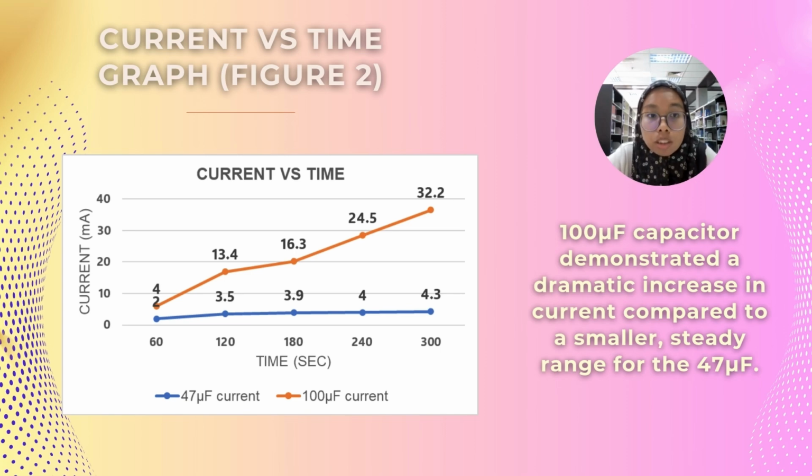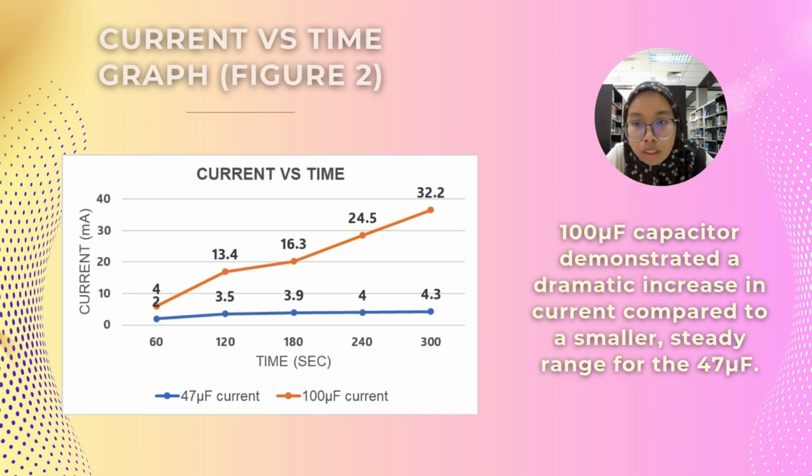The second one is figure 2, the current versus time graph. Like the earlier graph, the blue line represents the 47 microfarad capacitor, meanwhile the orange line represents the 100 microfarad capacitor. In this case, the current generated also increases over time with the 100 microfarad capacitor, displaying a steep rise from 4 milliampere to 32.2 milliampere at 300 seconds. In contrast, the 47 microfarad capacitor exhibits a smaller and steady increase, ranging from 2 milliampere to 4.3 milliampere. The difference highlights the superior energy management of the larger capacitor.